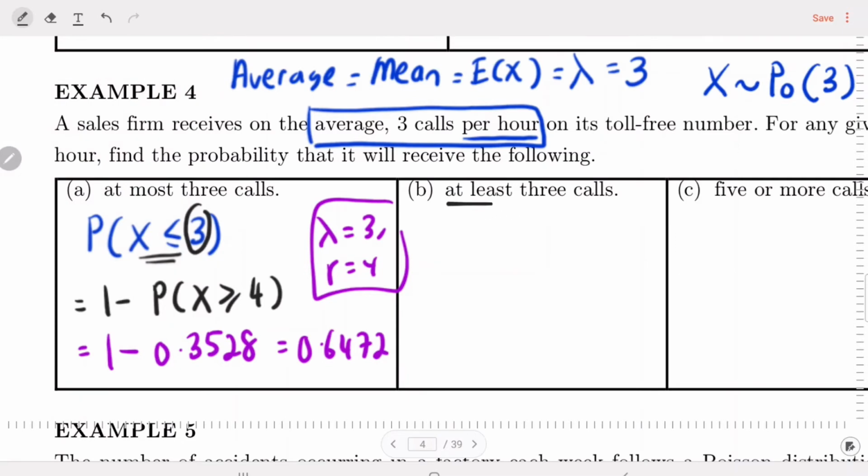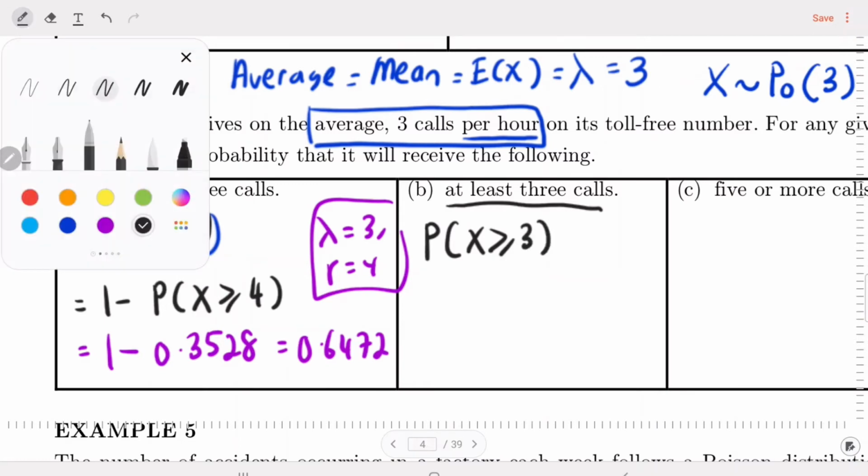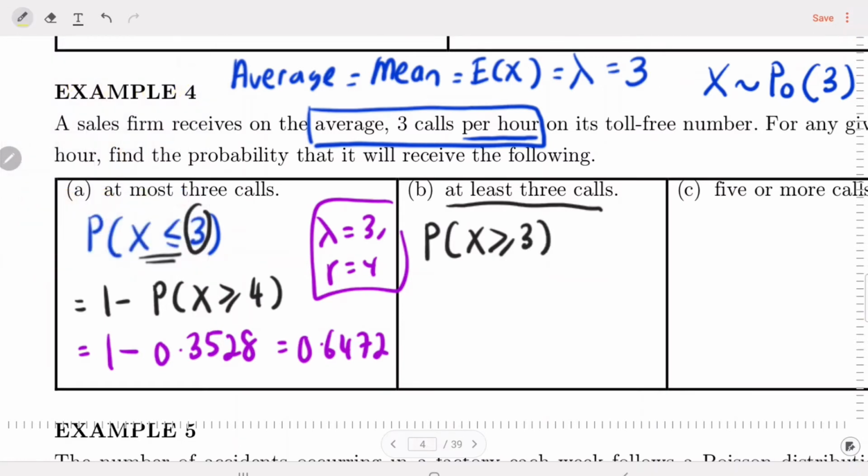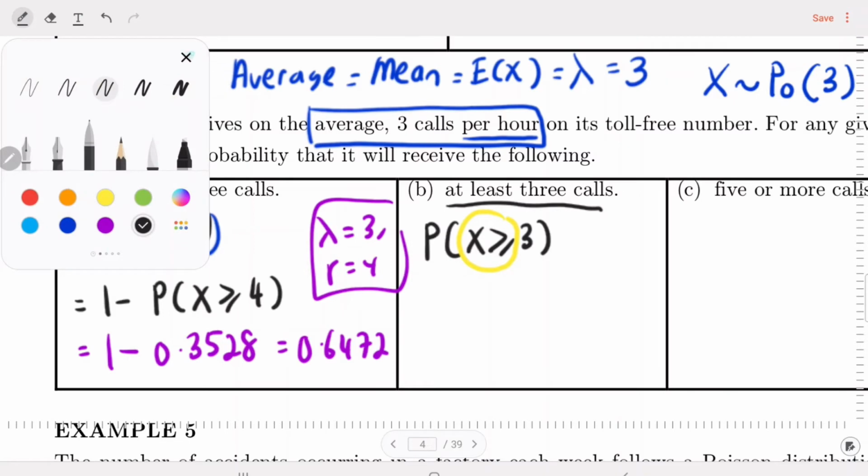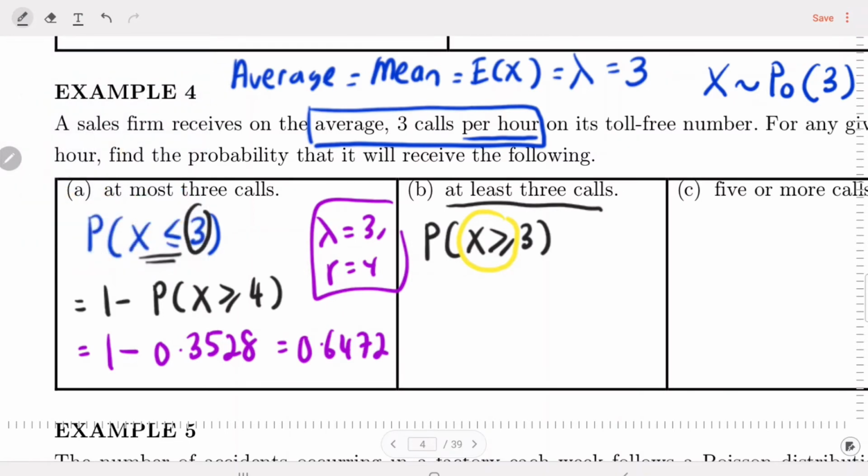The same thing goes to the second one. We would like to find the probability that it will receive at least 3 calls. At least 3 calls means it must be x greater than or equal to 3. In order to use the Poisson table, it is already x greater than or equal, so we can directly look at the Poisson table for lambda 3 and r also equal to 3.